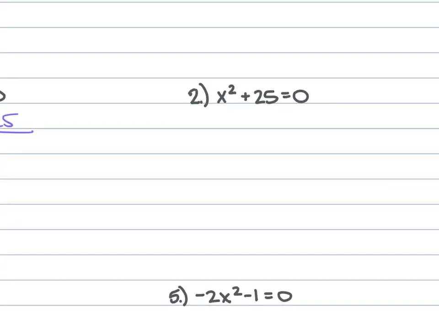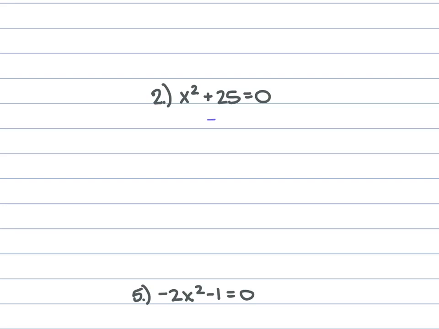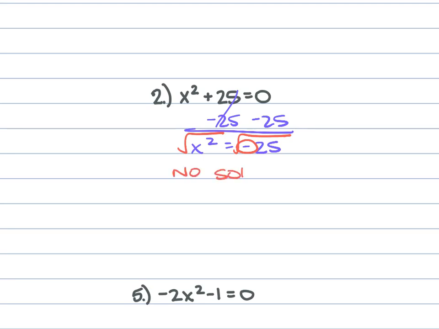For 2, we have x squared plus 25 is equal to 0, so we're going to subtract the 25 from each side. We get x squared is equal to negative 25. So we're going to take the square root of both sides. However, we cannot take the square root of a negative, so this one is no solution.